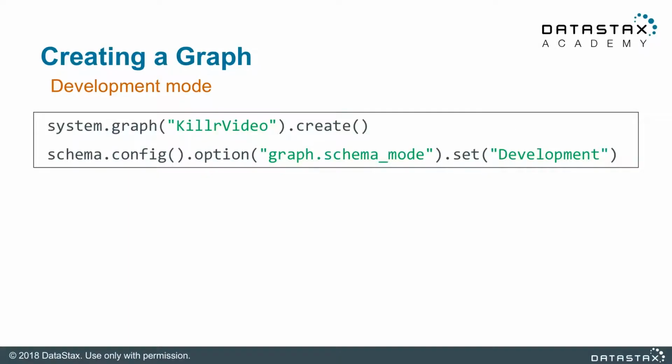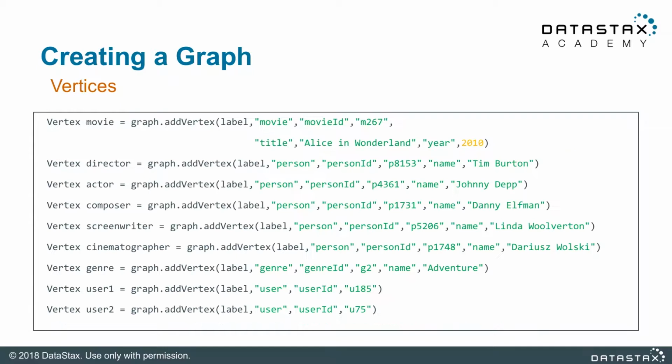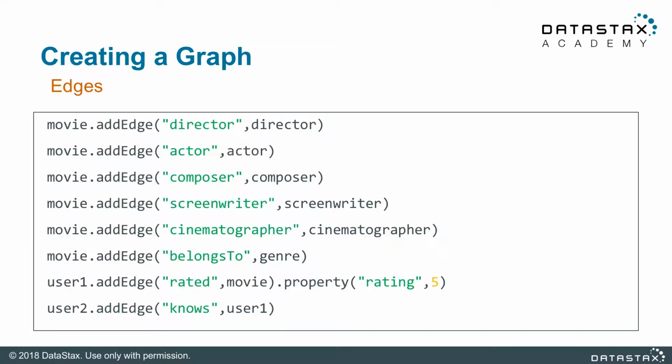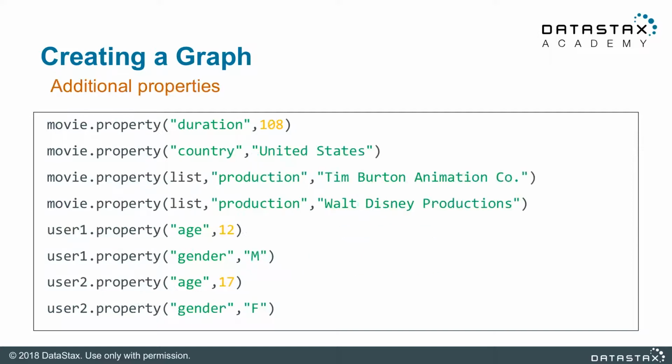So now that we know what our instance graph data should look like, let's get to work creating and populating our DSE Graph instance. The first thing we need to do is ensure that our graph is in development mode. This tells DSE Graph to automatically create the underlying schema for any data that we write. Then we start by adding all of the vertices to our graph as shown here. Then we go ahead and add the edges that connect those vertices. Lastly, we add a few additional properties as shown here.